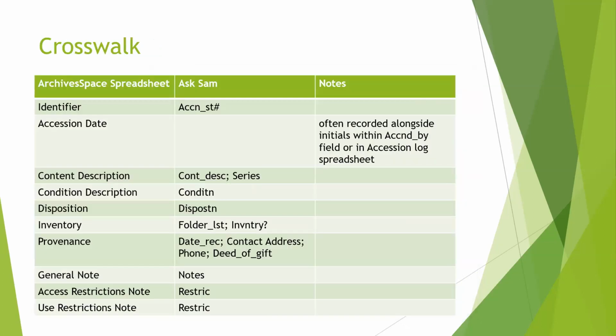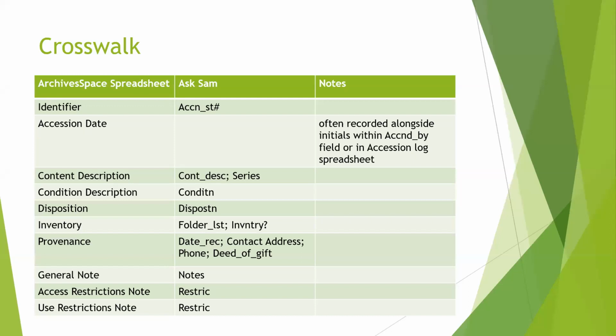The next step was to begin to develop a crosswalk between the fields present in AskSam and the fields present in ArchivesSpace. For the most part, this existed in a one-to-one ratio, and I could simply assign the data from one field directly to another field. There were a few fields, like the provenance note, that had to be built out of several different fields in AskSam, and that was not too problematic once I understood the structure there.